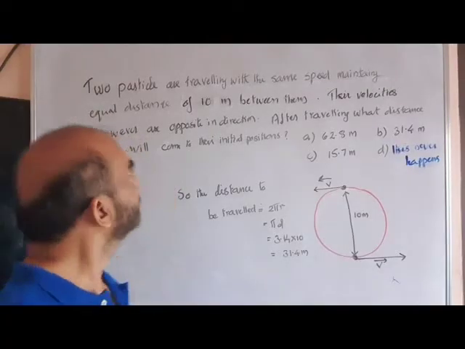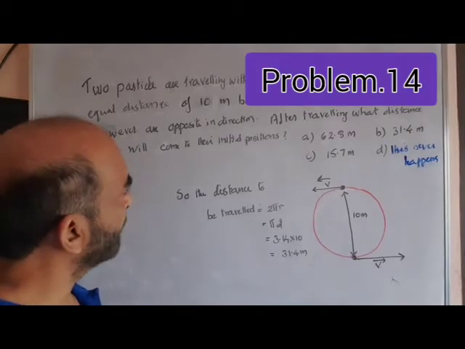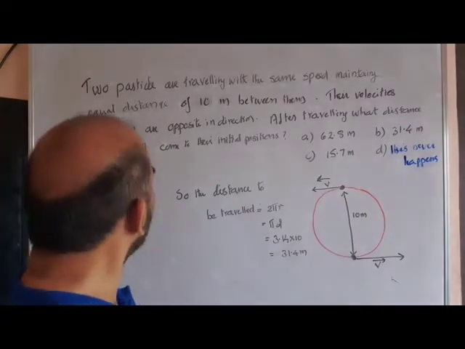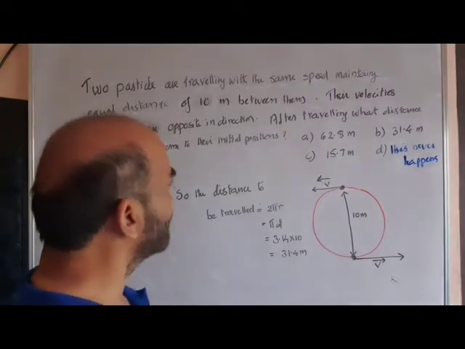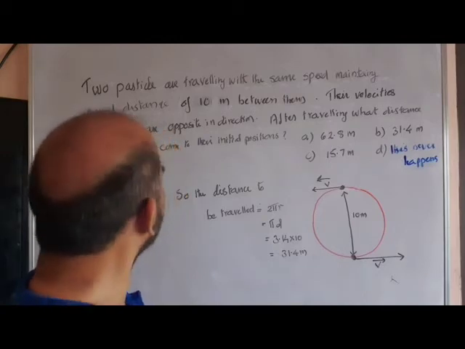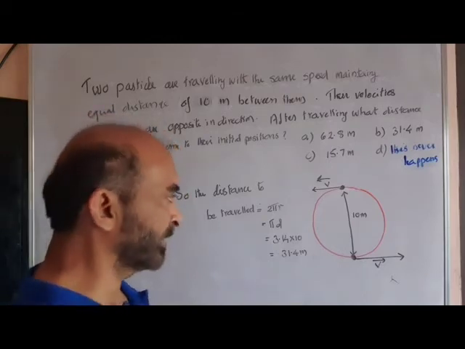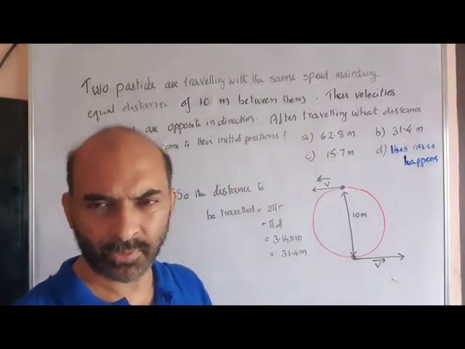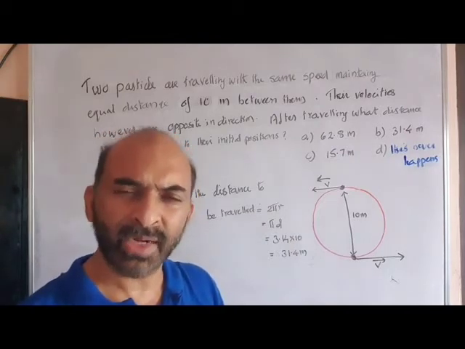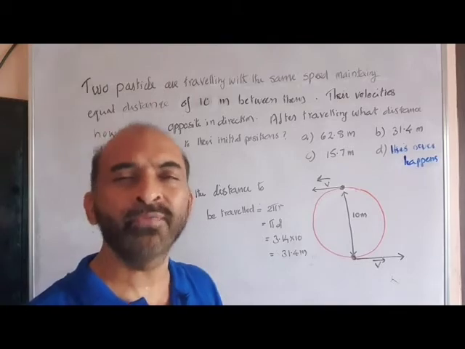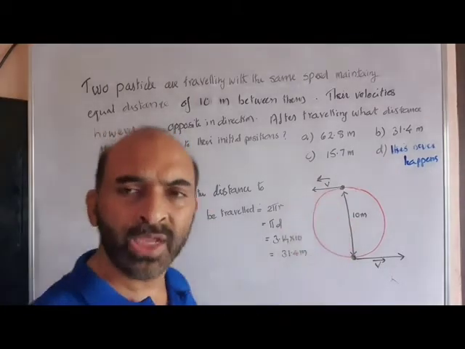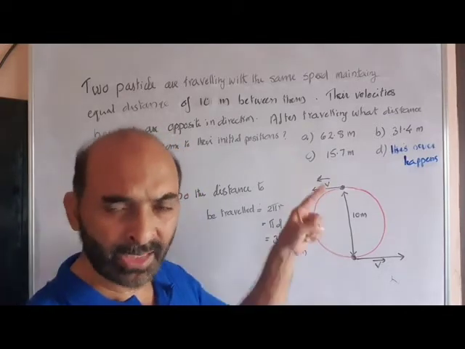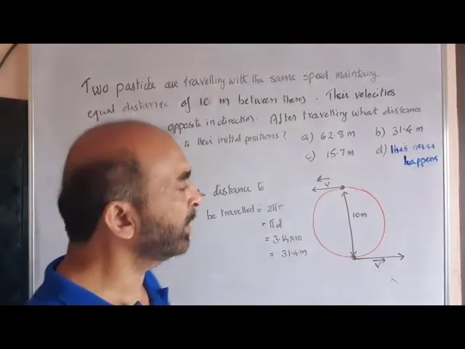The next problem. Two particles are traveling with the same speed, maintaining an equal distance of 10 meters between them. Their velocities are, however, opposite in direction. After traveling what distance will they come to their initial positions? Okay. See, if you carefully read the question, you will realize that what is mentioned in that question can happen only when the two particles are moving along the circumference of a circle, keeping diametrical distance between them. Then only it can happen.